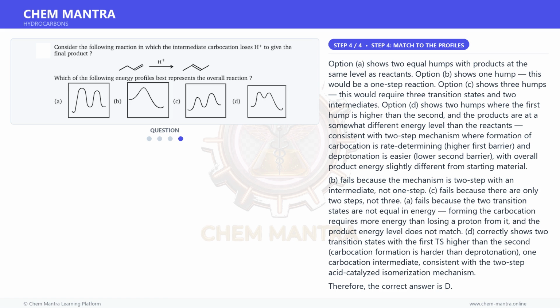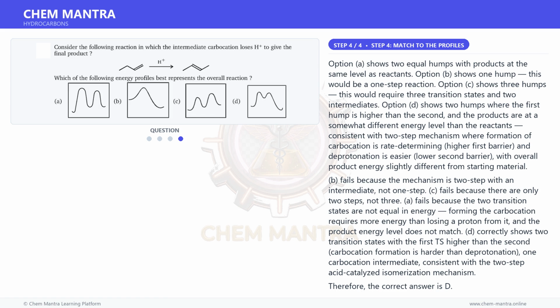B fails because the mechanism is two-step with an intermediate, not one step. C fails because there are only 2 steps, not 3. A fails because the 2 transition states are not equal in energy. Forming the carbocation requires more energy than losing a proton from it, and the product energy level does not match.